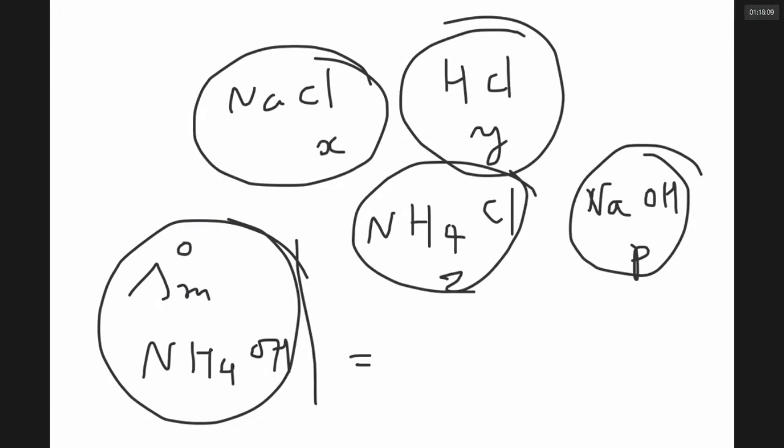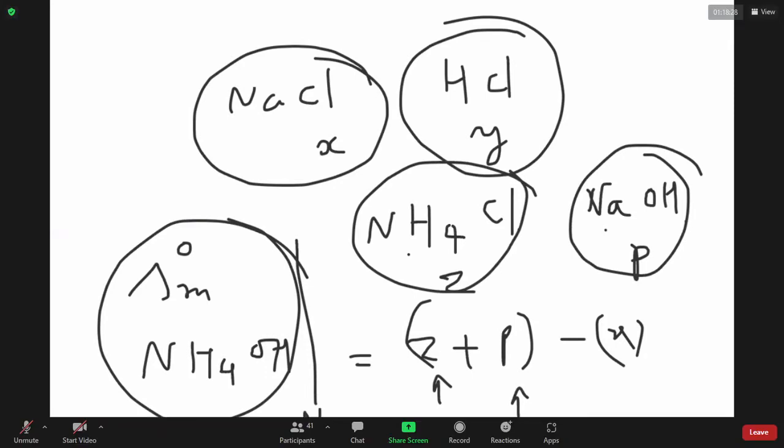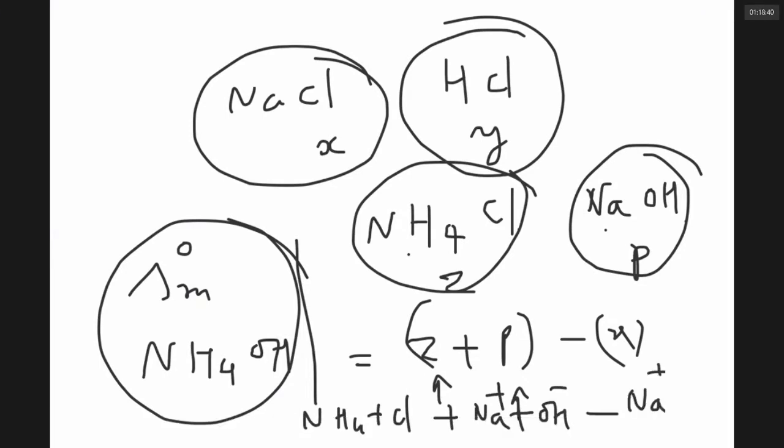How will you do it, sir? Can you see that Z plus P minus X gives the value? If I take Z, I am taking ammonium ion plus chloride ion. If I take P, I am taking Na plus ions and OH minus ions. From this, I can clearly see ammonium ions plus chloride ions plus sodium ions plus OH minus ions minus Na plus ions and Cl minus ions.